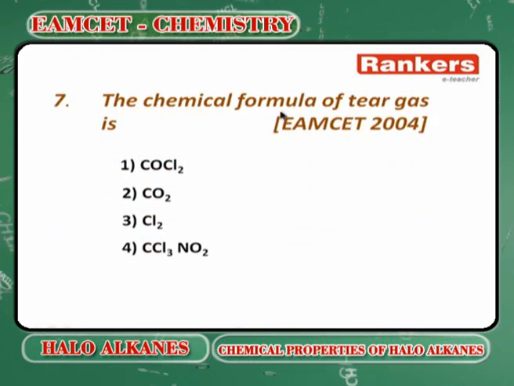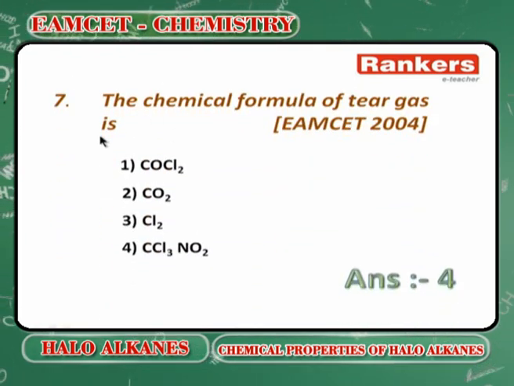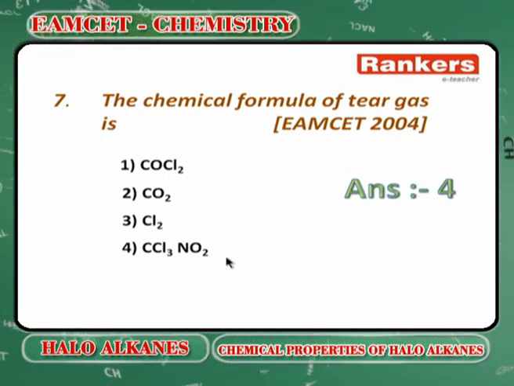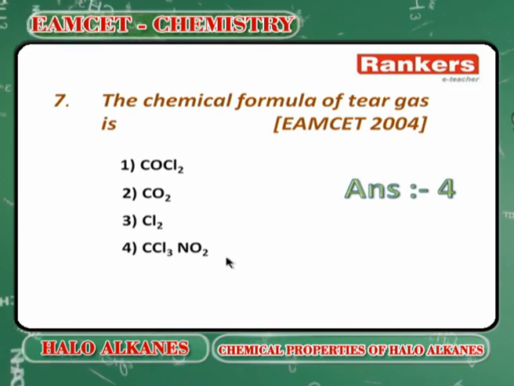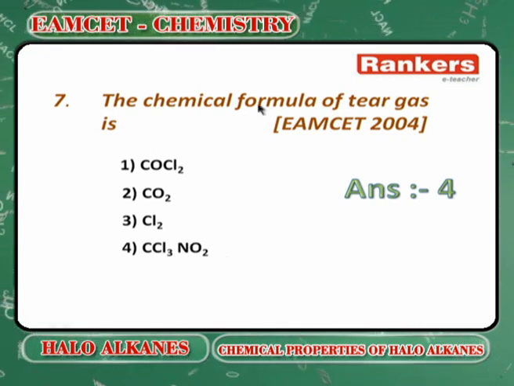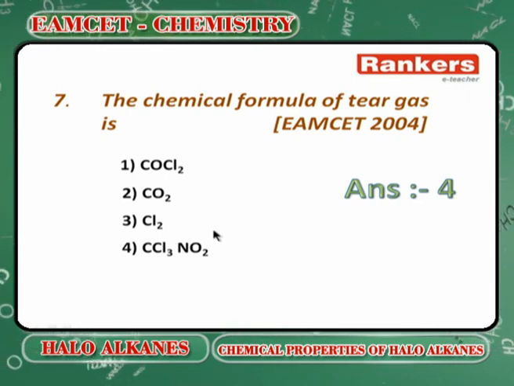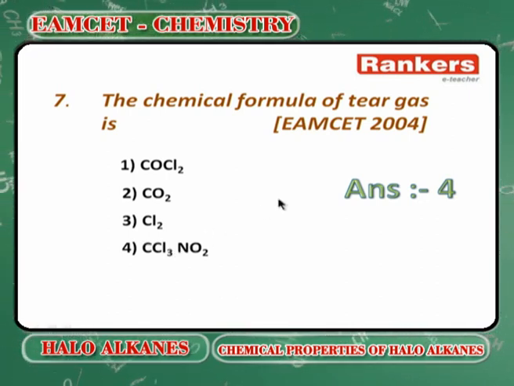The chemical formula of tear gas. The tear gas, as I said, is trichloromethane containing a nitro group. Nitro trichloromethane is the one which is also called chloropicrin, and it is used in tear gas preparation. Next.